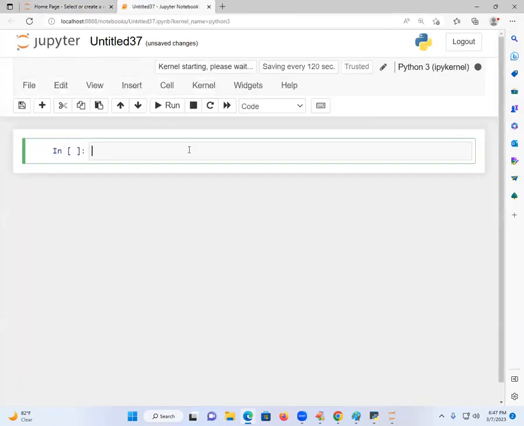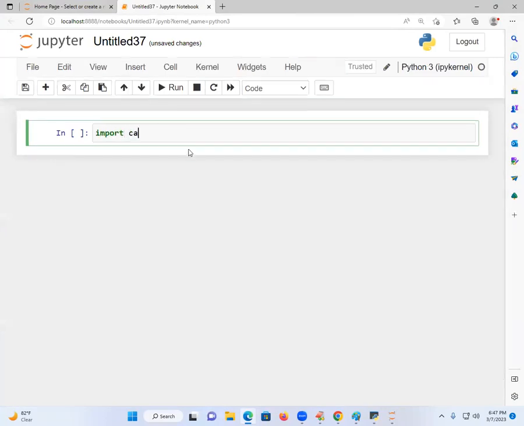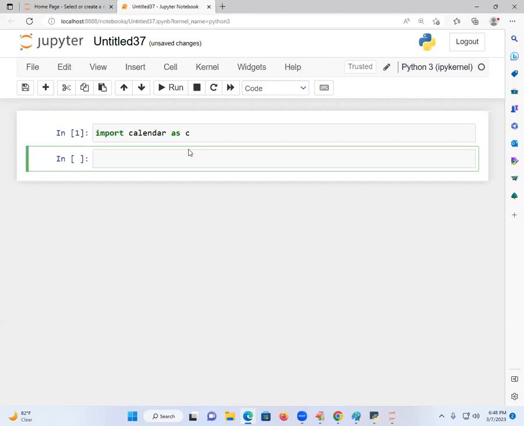I am going to run my application here. Import calendar. Calendar is called what? One module. Spell out, students. Calendar is called one module. I am giving it some alias name. Don't worry about modules and all those things. I'll explain in the class.